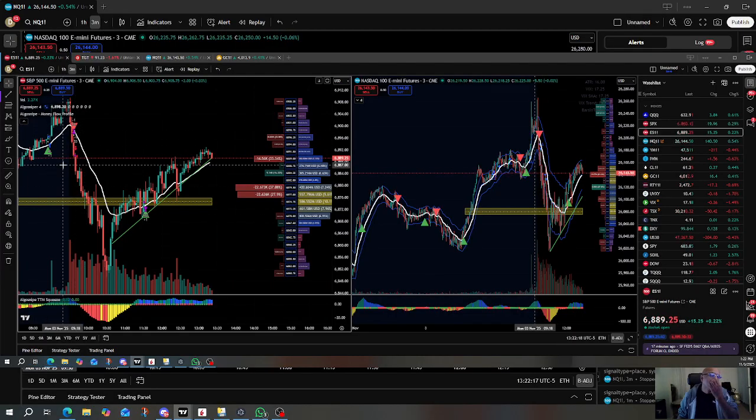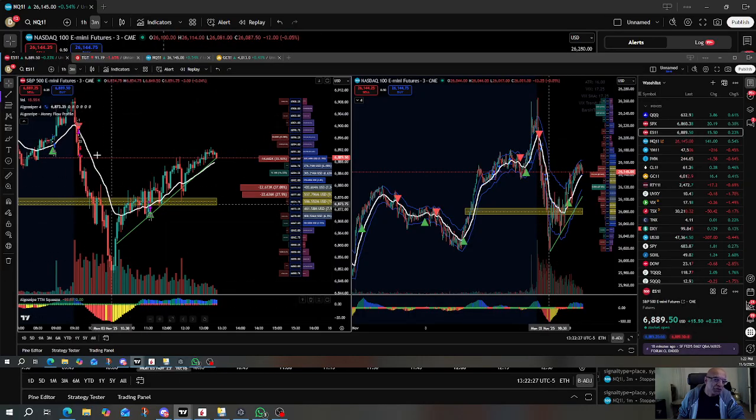This is almost like everything is pointing to you, saying, hey, if you're not going to take a short now, you're never going to take a short, right? And what did this thing do? It made tons of money in a very short time.